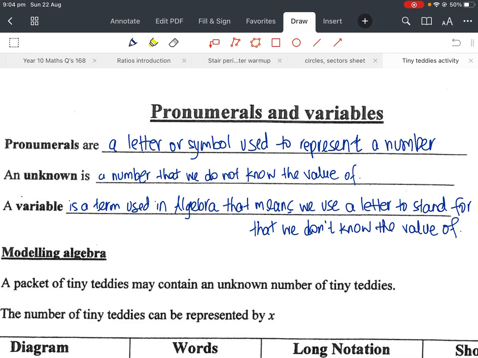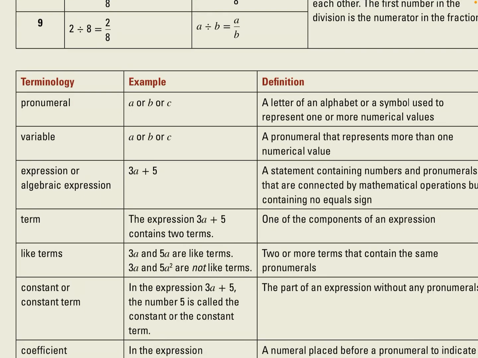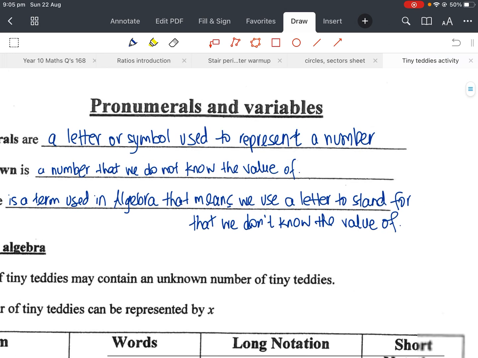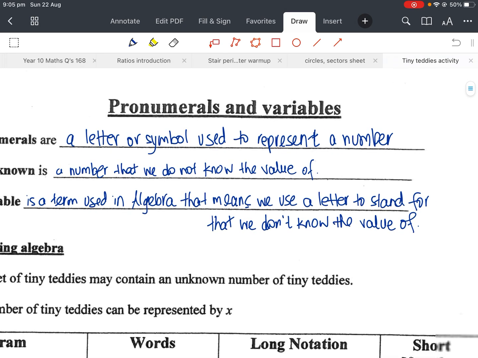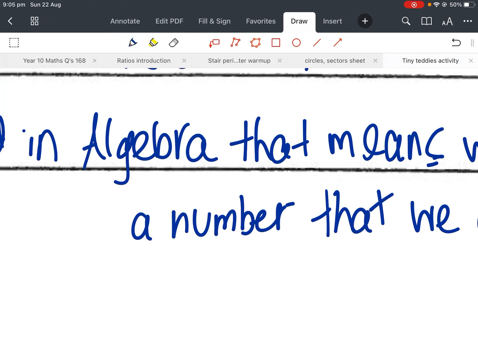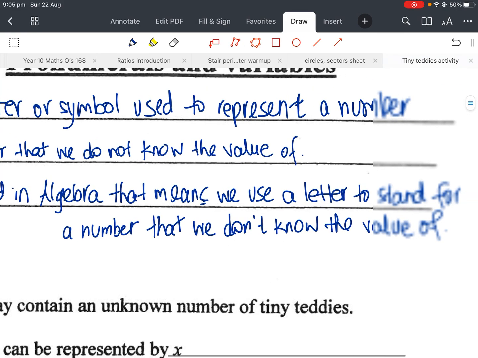And then the last one is variable. And if you looked in your textbook here again, they've also got variable here for us. And a variable is a pronumeral that represents more than one numerical value. Okay. So, basically a variable, I wrote, is a term used in algebra that means we use a letter to stand for a number. I've missed that, sorry about that. Stand for a number that we don't know the value of.